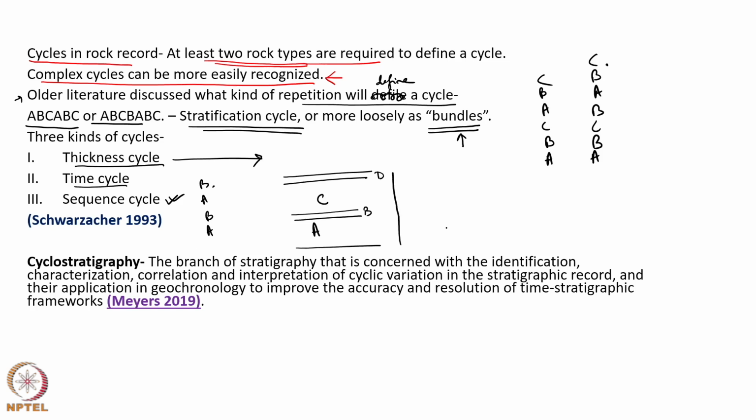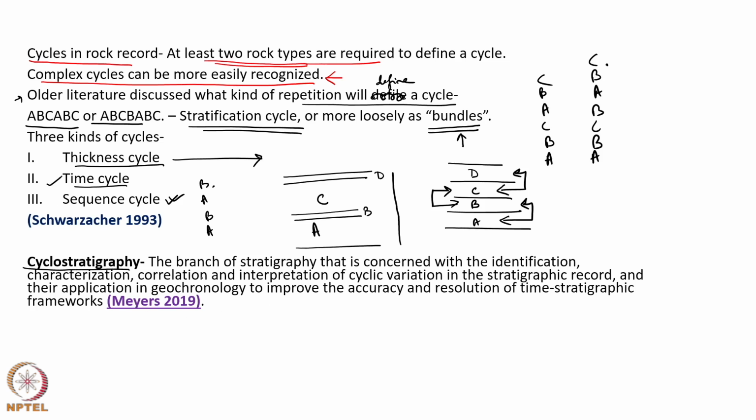What is a time cycle? Say there are rocks A, B, and then C, D. The time gap from A to B and that between B to C are nearly the same, between C and D also nearly the same. So, there is a sequence of rock formation after a certain time interval. So, that can be called a time cycle.